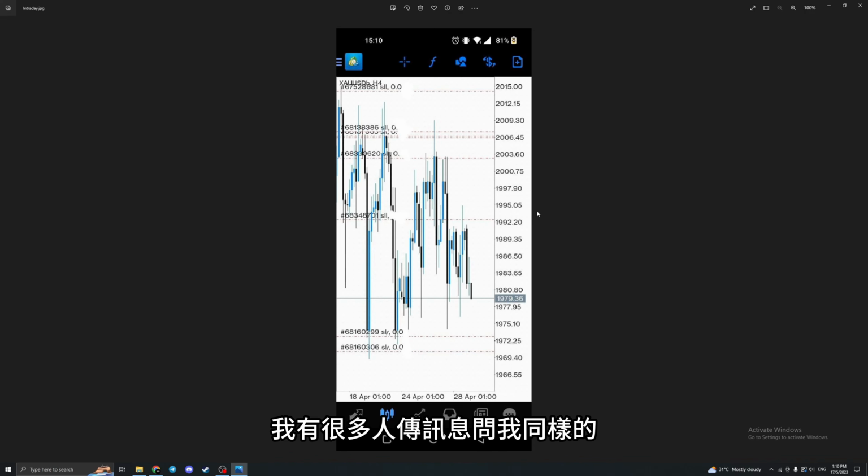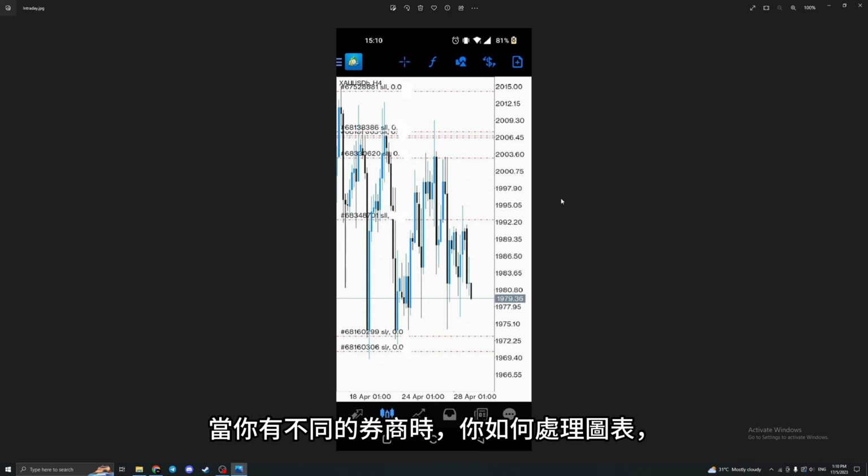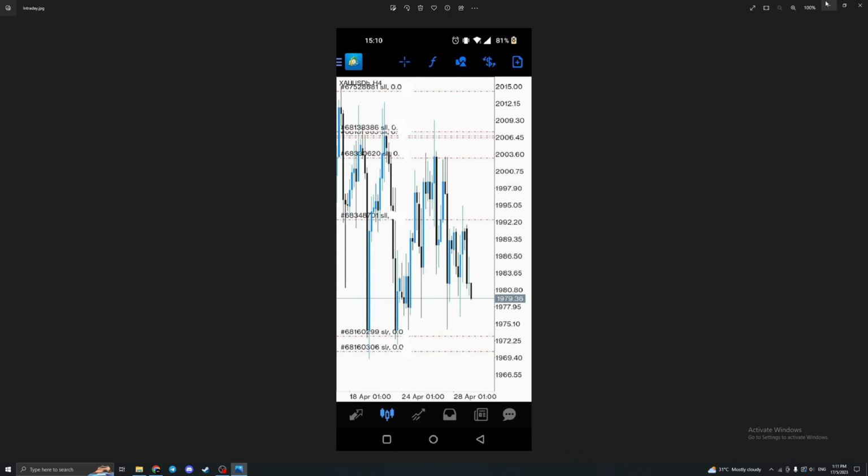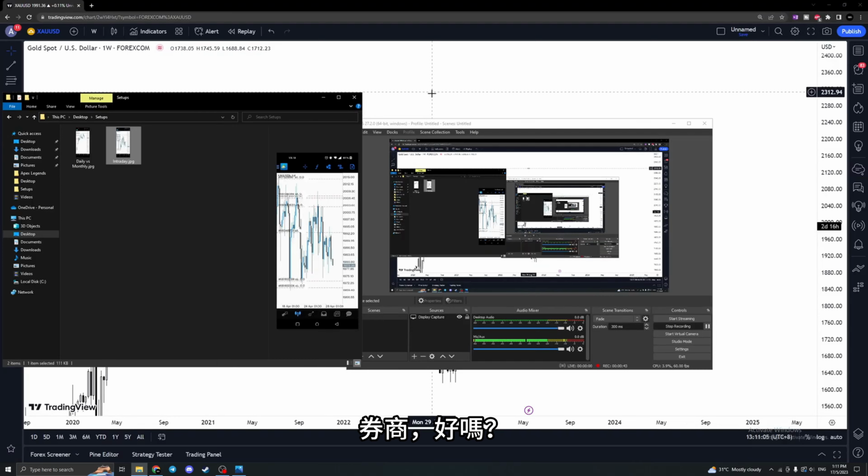I also want to tap into a little bit about the whole question. I've got tons of people messaging me about the same thing: how do you treat the charts when you have different brokers? When you have broker discrepancies, a lot of you guys are struggling with that. A lot of you guys are saying, Avi, which broker are you using?